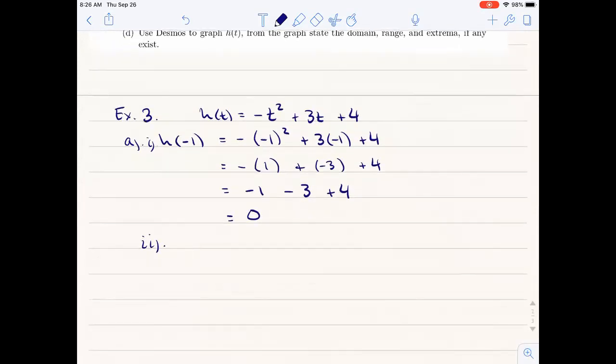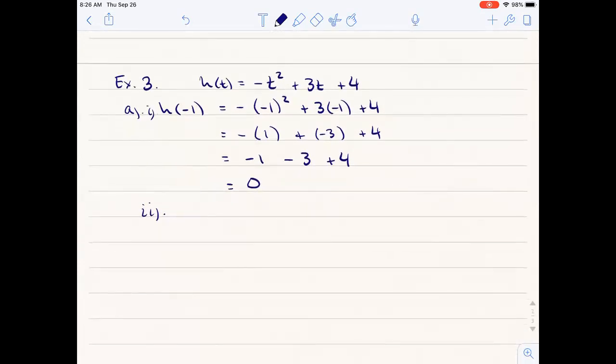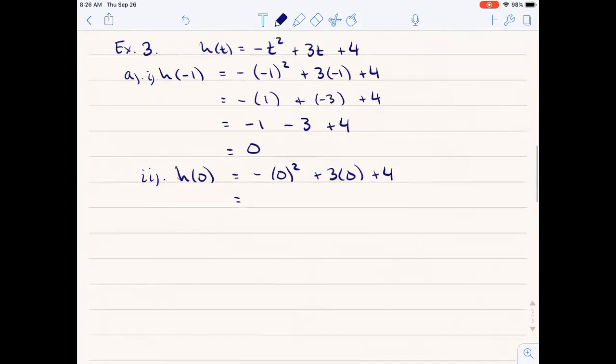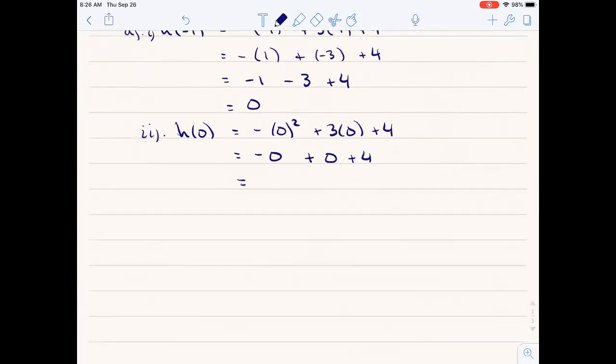So far so good. h of 0, so now we're just plugging in 0 for t, and so we've got negative 0 squared plus 3 times 0 plus 4, which is negative 0 plus 0 plus 4, which last time I checked is just 4.